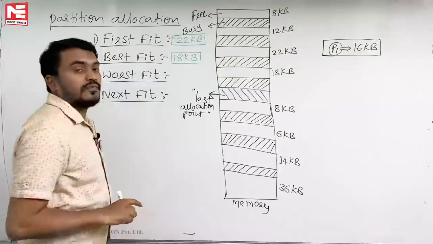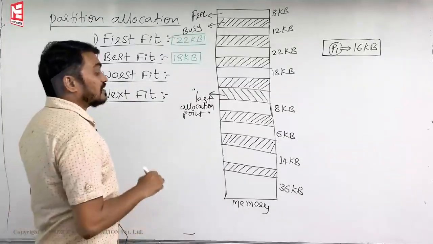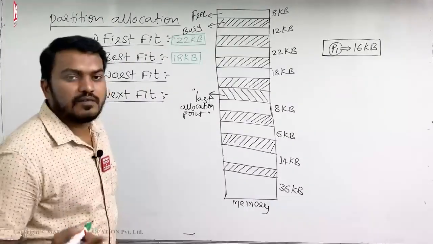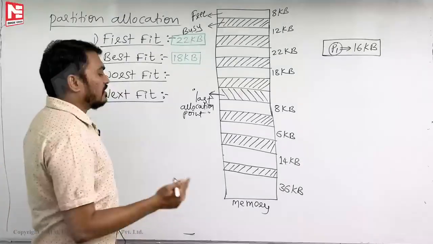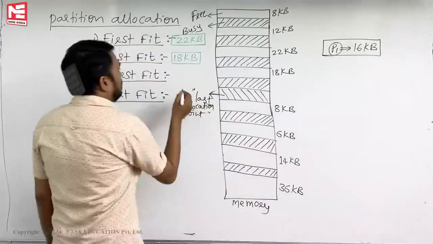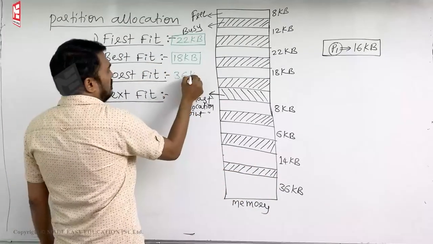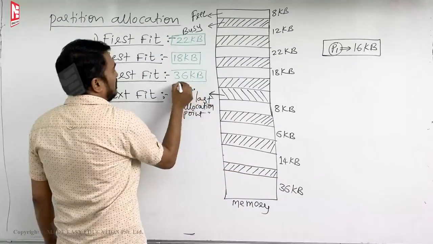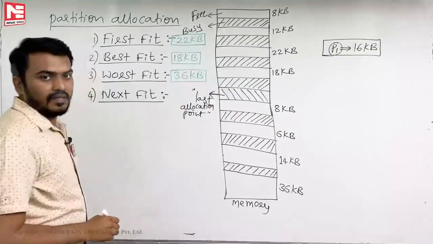Now tell me, if I use the worst fit, where will you accommodate it? Worst fit means what? Largest sufficient. Among all these, which one is the largest and sufficient? That is the 36 KB. So if I use worst fit, you place it in the 36 KB partition, right?